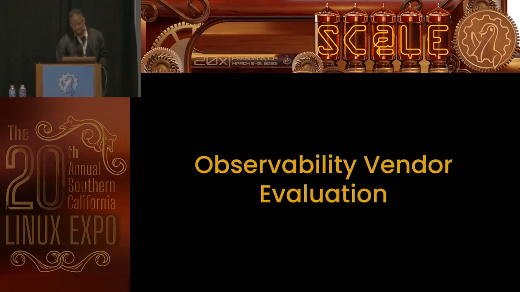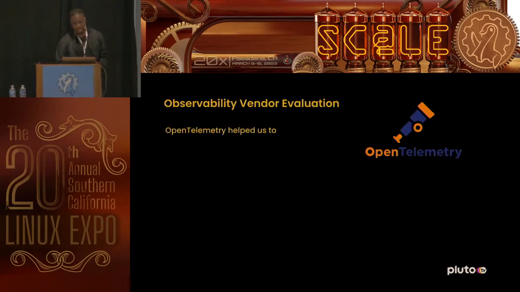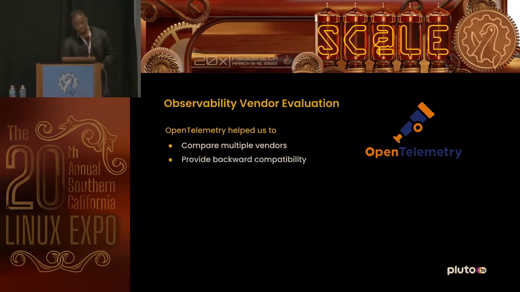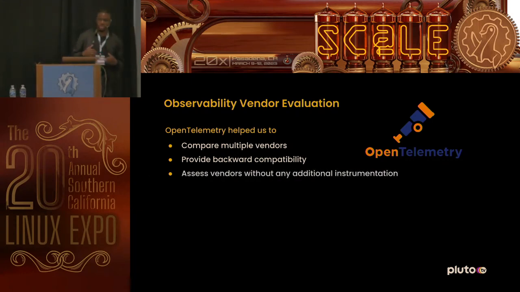So during the vendor evaluation phase, OpenTelemetry helped us do a couple of things to make the evaluation a little easier. We were able to compare multiple vendors at once without switching the instrumentation on a service level, so we only had to switch the instrumentation on the OpenTelemetry collector level. We were able to provide backwards compatibility, so if we decide we want to roll back to a different change, we were able to do that pretty easily.